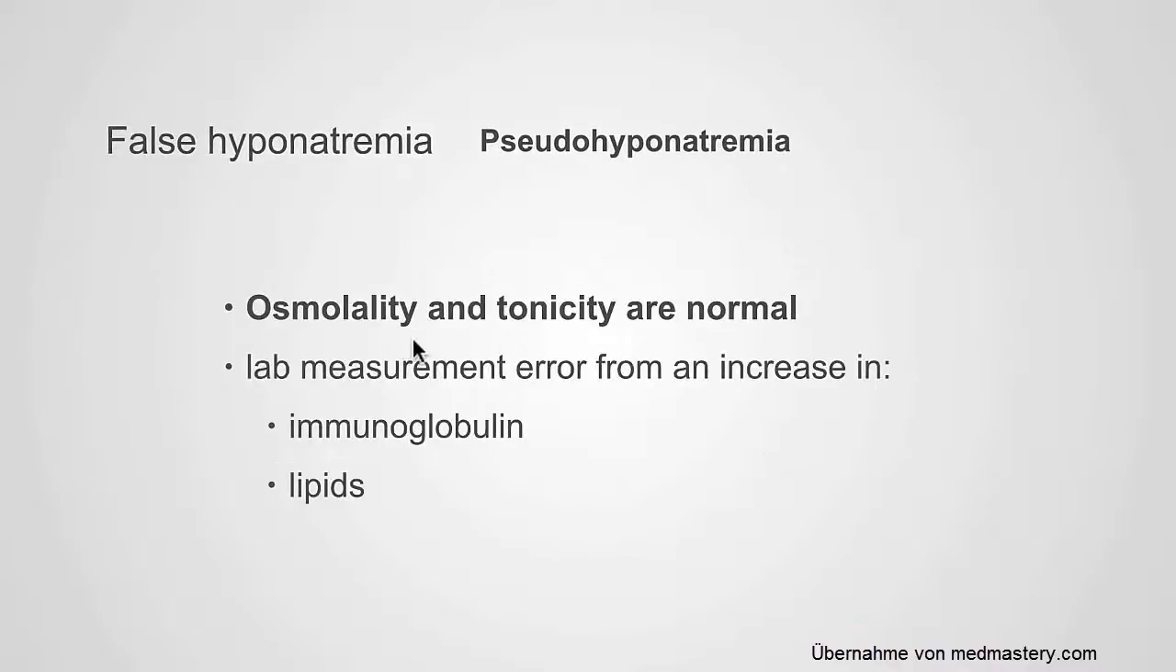In this one, the osmolality and tonicity are normal. And the reason you get hyponatremia in the lab is just a lab measurement error. This is a problem with the instrument that's used to measure the sodium that fails in a specific clinical scenario, when there are an unexpectedly high number of immunoglobulins or an unexpectedly high amount of lipids.